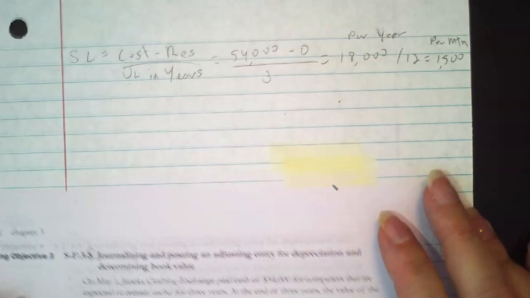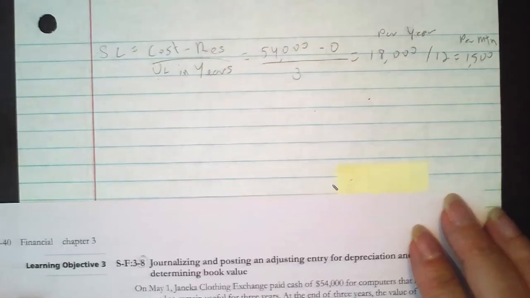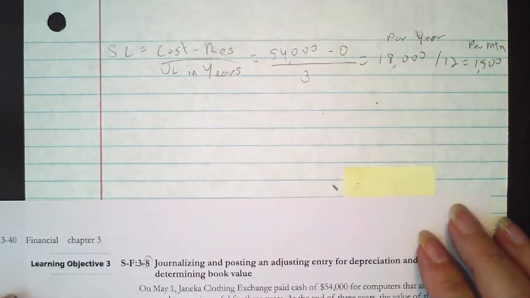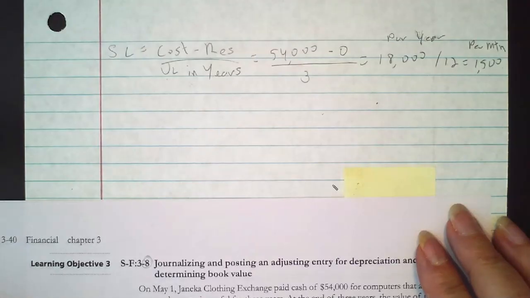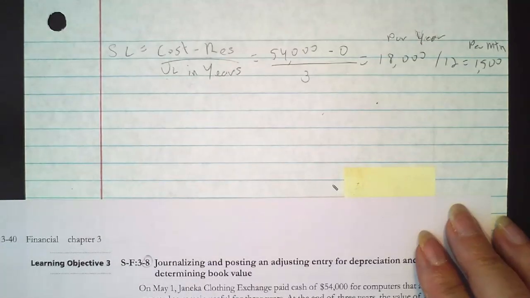Now, there are 2 rules for adjusting entries. Adjusting entries will never, ever, ever involve cash. So I know I'm not going to debit or credit cash whenever I'm doing an adjusting entry. That's rule 1. Rule 2 says I'm increasing either a revenue or an expense.